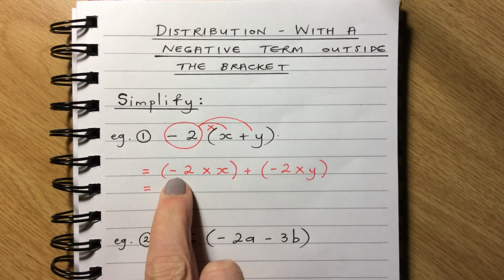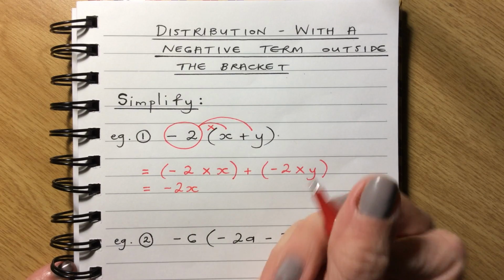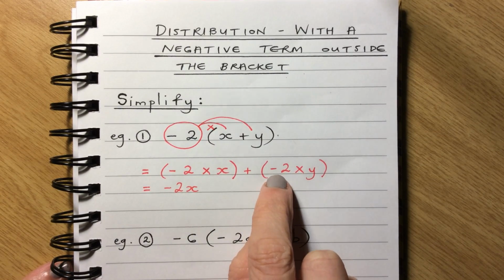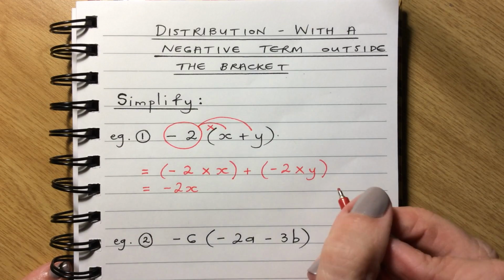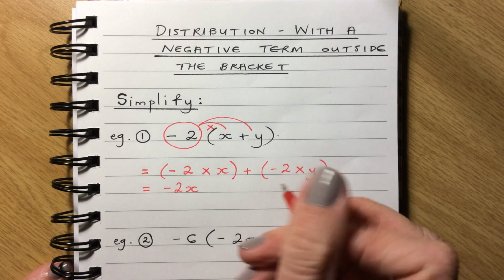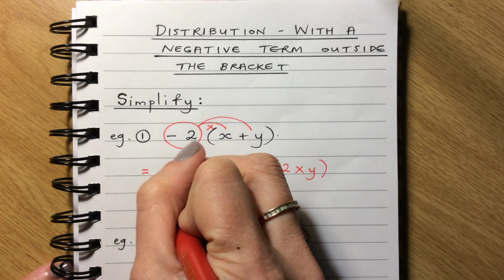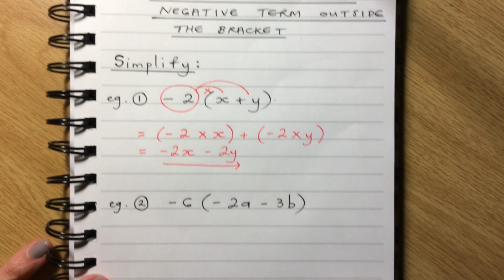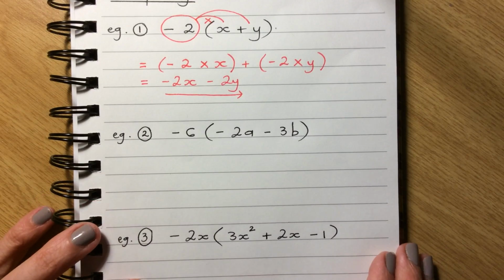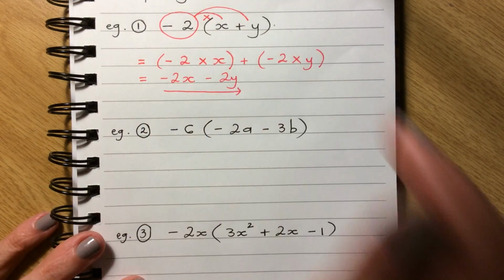And then we're going to have a negative 2 times y. So negative 2 times x gives me negative 2x, and negative 2 times y gives me negative 2y. Then I've got unlike terms, so that is going to be my final answer. The rules are absolutely no different. For example, number 1 was just a straight value, negative 2, onto both of those terms.